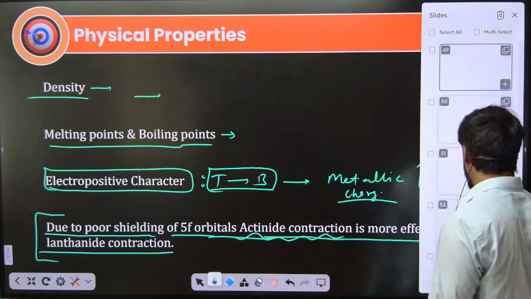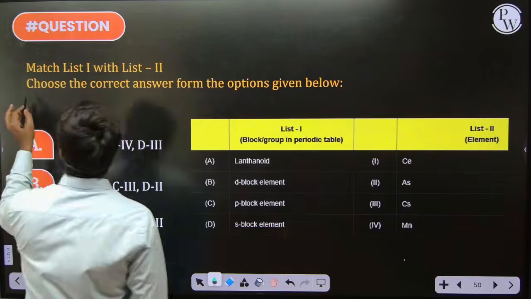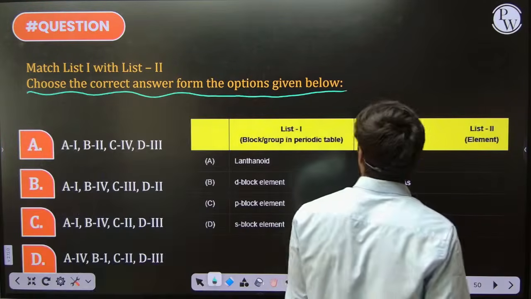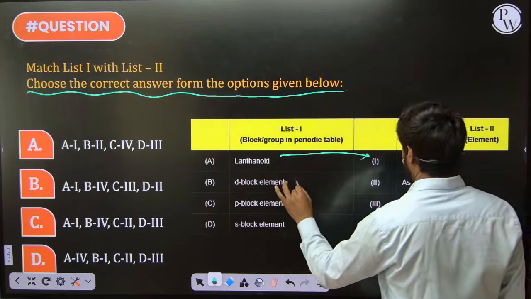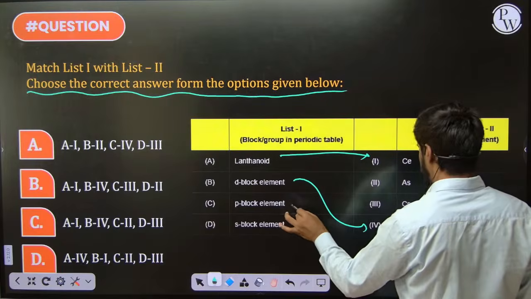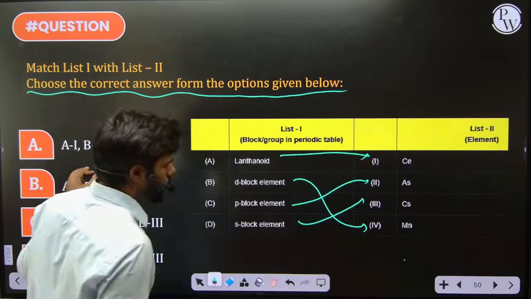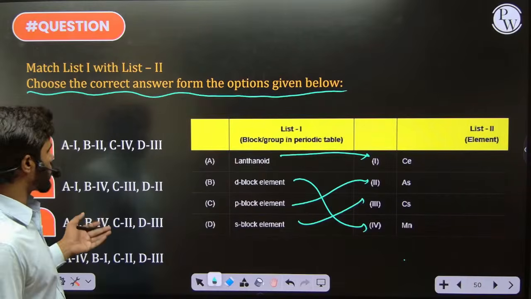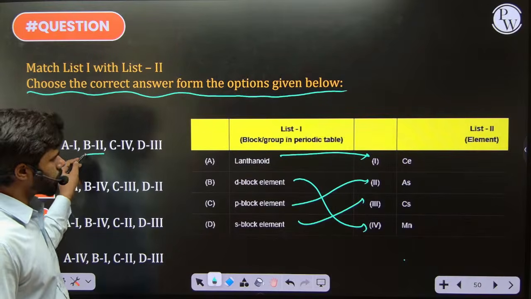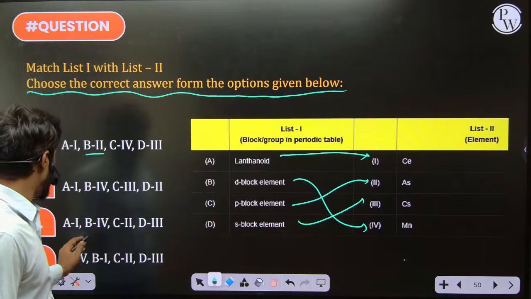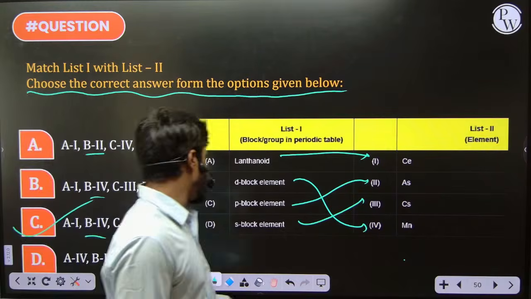Okay, next is a question. Choose the correct answer from the options given below. Lanthanide element is cerium, d block element is Mn, p block element is arsenic, s block element is cesium. This is also from a PYQ question, where the element and block are given. Matching them, our option C is correct.